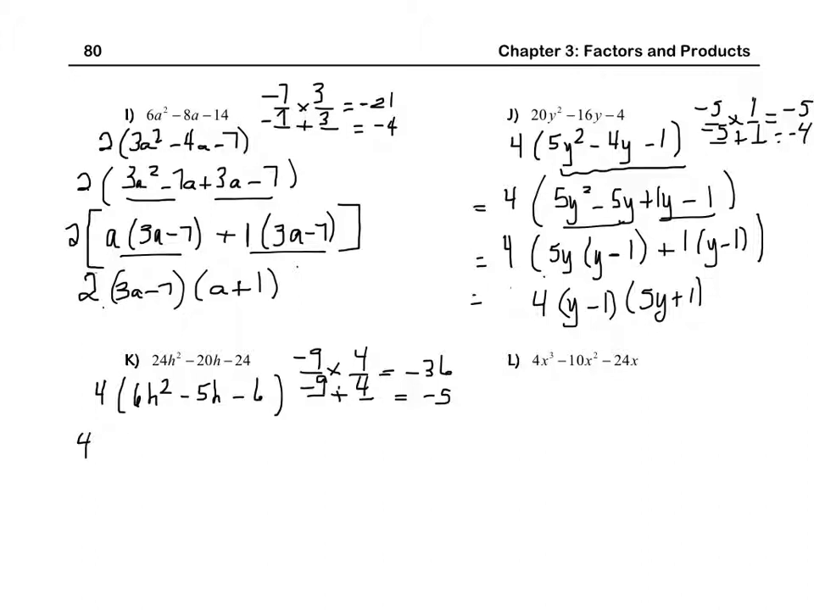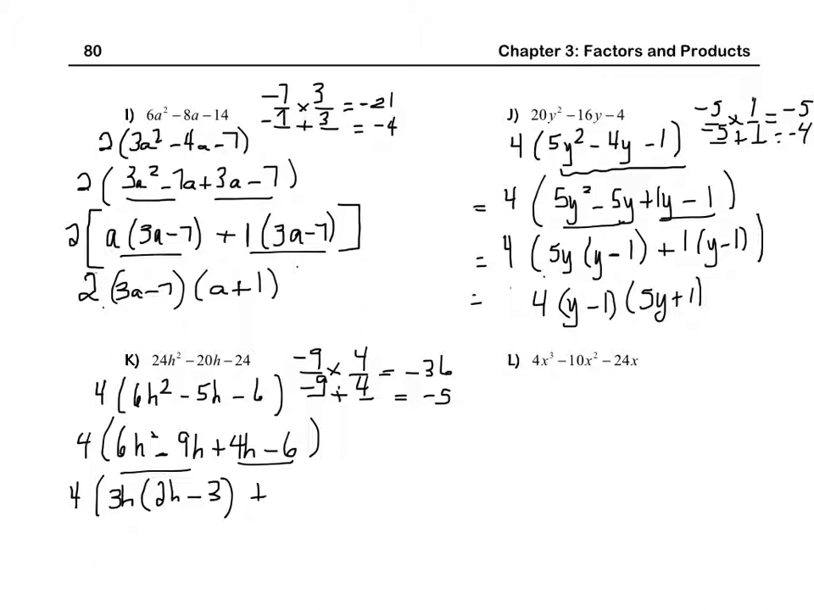So this would be 4 outside of 6h squared minus 9h plus 4h minus 6. And then you group, and the common factor of 6h squared and 9h would be 3h outside of 2h minus 3, and 4h and 6 would only have a 2 as a common factor, and that would be a 2h minus 3 left inside again.